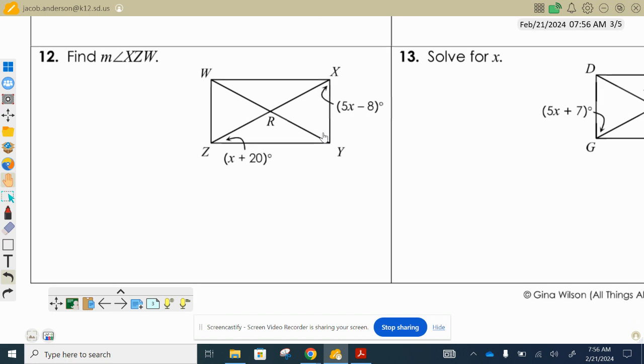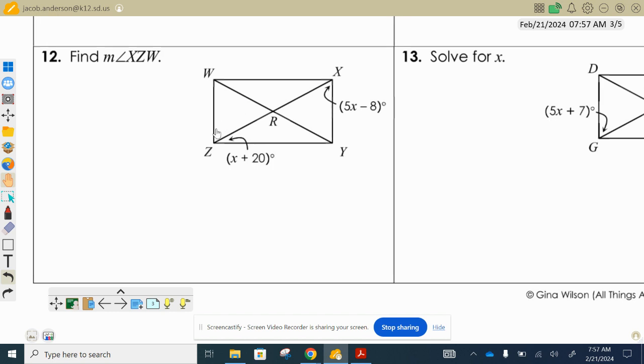Number 12. I know that it doesn't look like those come together to form a 90-degree angle, but they will, because this 5x minus 8 would be the same as this angle due to alternate interior angles. And so really what I can do here is just the 5x minus 8 plus the x plus 20. I guess I could have combined them. Let me do that quick.